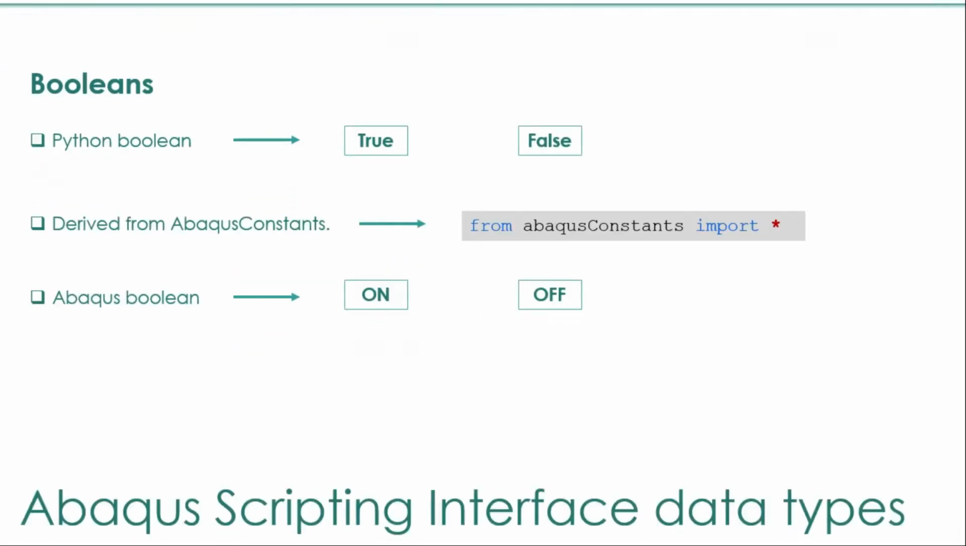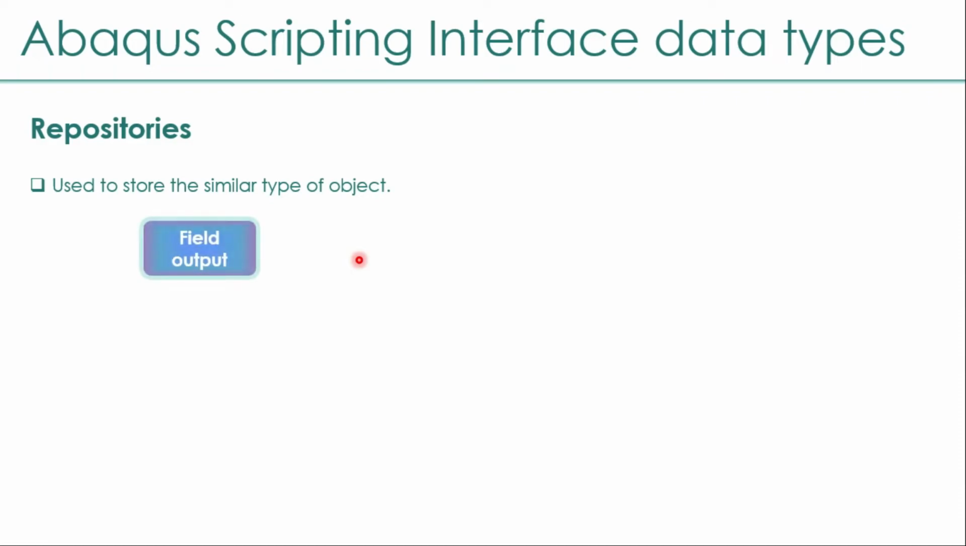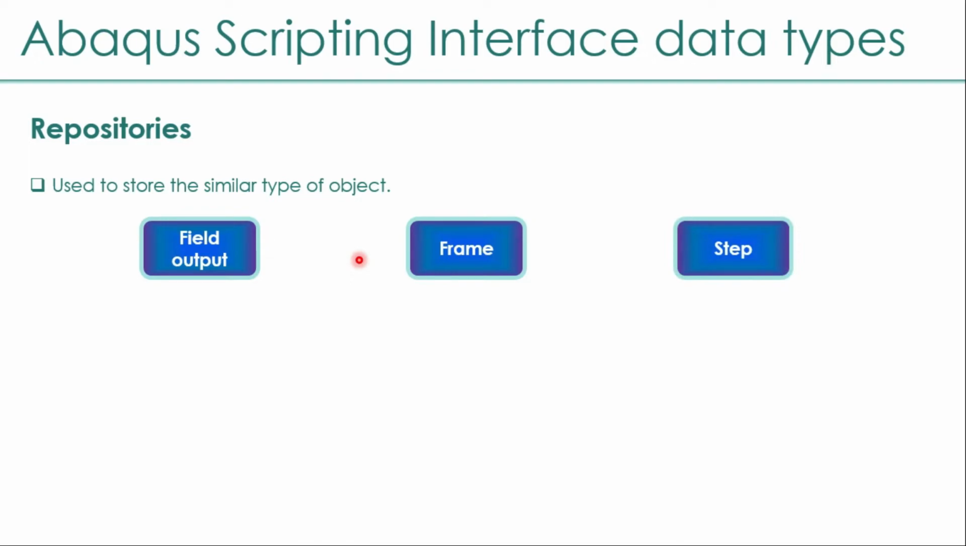The last data type that we are going to see here is the repositories. What are repositories? These repositories are used to store similar kinds of objects. For example, we can see here all the field output objects, all the frame objects, all the step objects, all the node objects, all the element objects. All those things are of the same type, right?